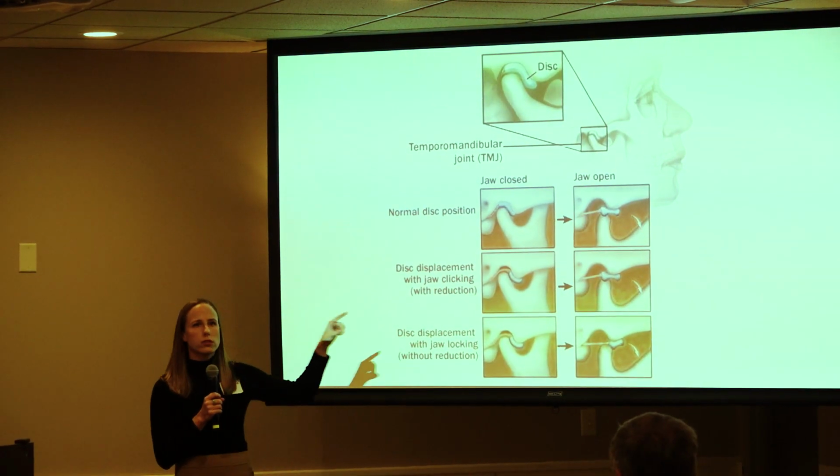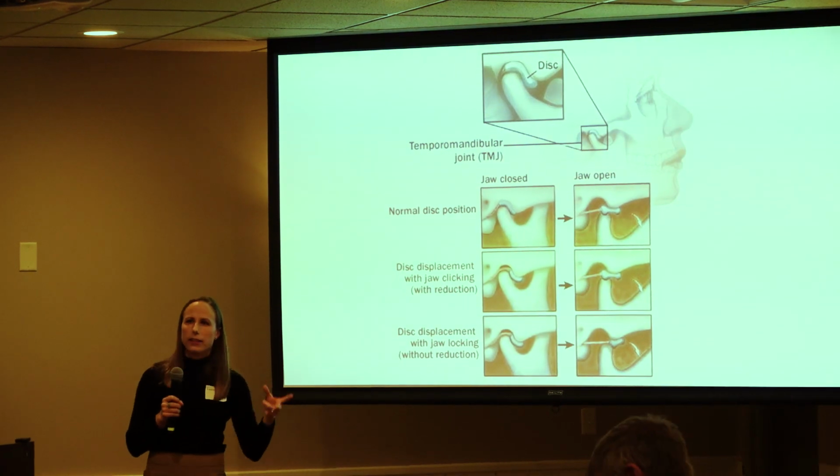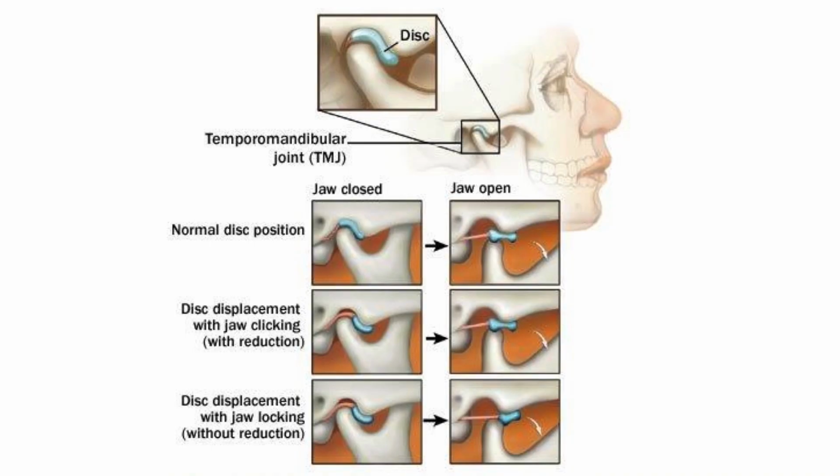So when you're closed, the disc is technically out of place. The disc sits in front of the joint, and then when we open, we click back onto it. So we relocate or we reduce the displacement. So that's why it's disc displacement with reduction. They click on, they open, and then at the very end, they'll click back off of it again. You'll usually hear the opening click, not always the closing click, but the patient will notice it and tell it to you.